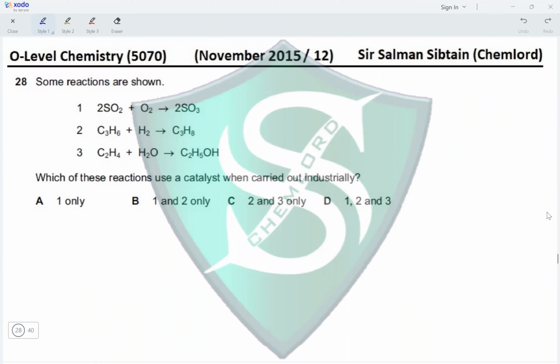Question 28. Some reactions are shown. Which of these reactions use a catalyst when carried out industrially? Okay, so the first reaction is 2SO2 plus O2 gives 2SO3. This uses vanadium 5 oxide as a catalyst. C3H6, which is an alkene, plus hydrogen gives C3H8, which is an alkane. This uses nickel or platinum as a catalyst, preferably nickel.